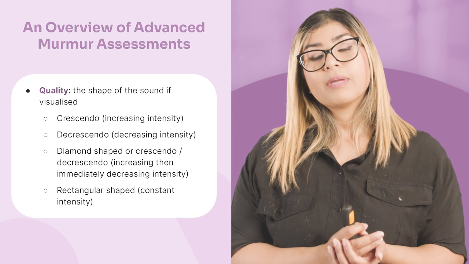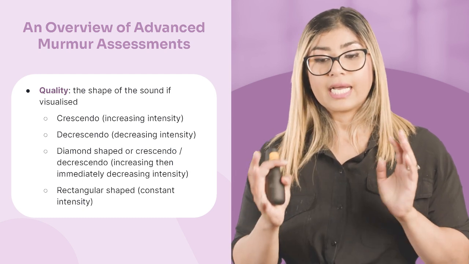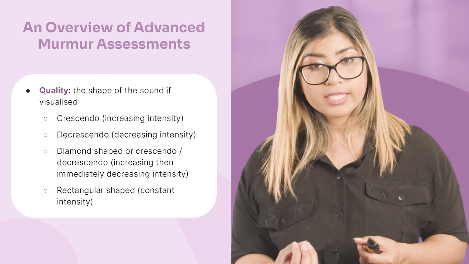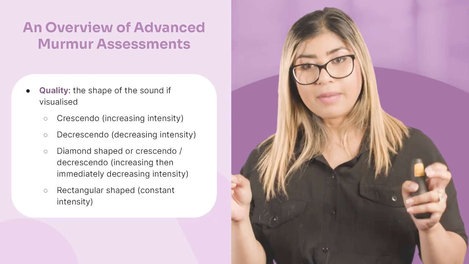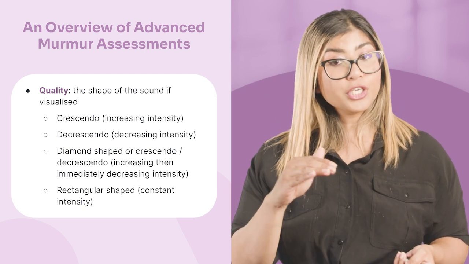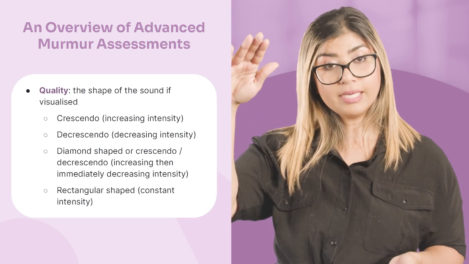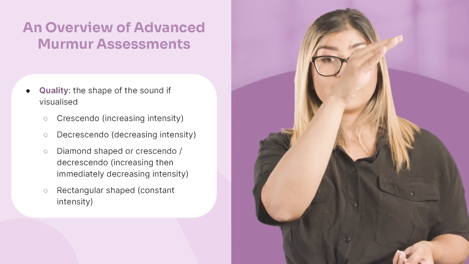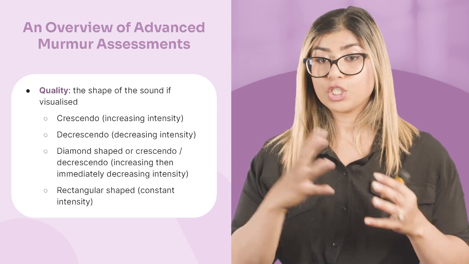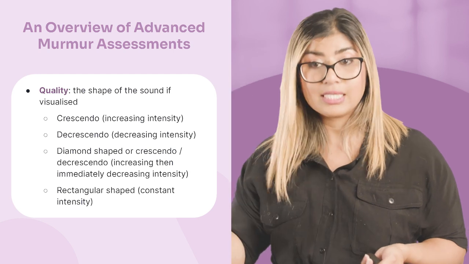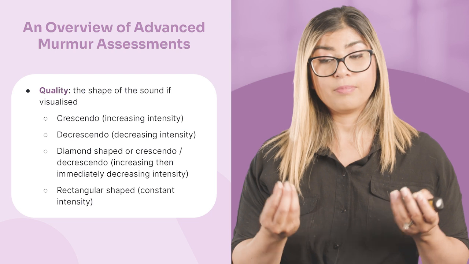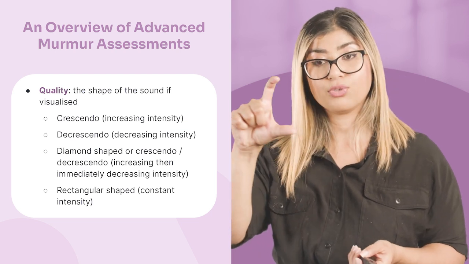One of the key things that people often refer to as well when they start to understand the intricate details of how a murmur sounds, they start to talk about the quality of a murmur. And this is essentially the shape of the sound if it was visualized. So we talk about crescendo, where it's an increasing intensity. We talk about decrescendo, which is a decreasing intensity. We talk about a diamond-shaped pattern, or that crescendo-decrescendo look, which is increasing and then immediately decreasing within the same murmur. And we talk about rectangularly shaped murmurs, which is a constant intensity through the entire murmur.